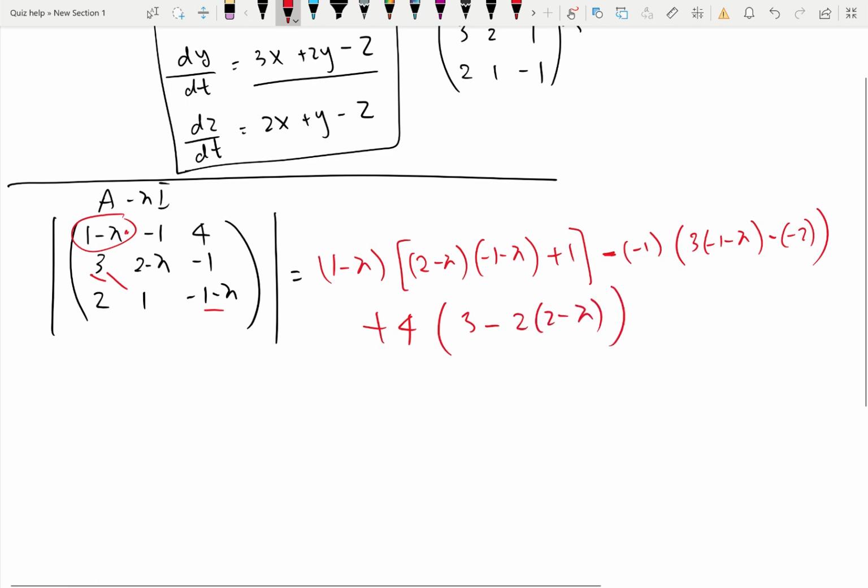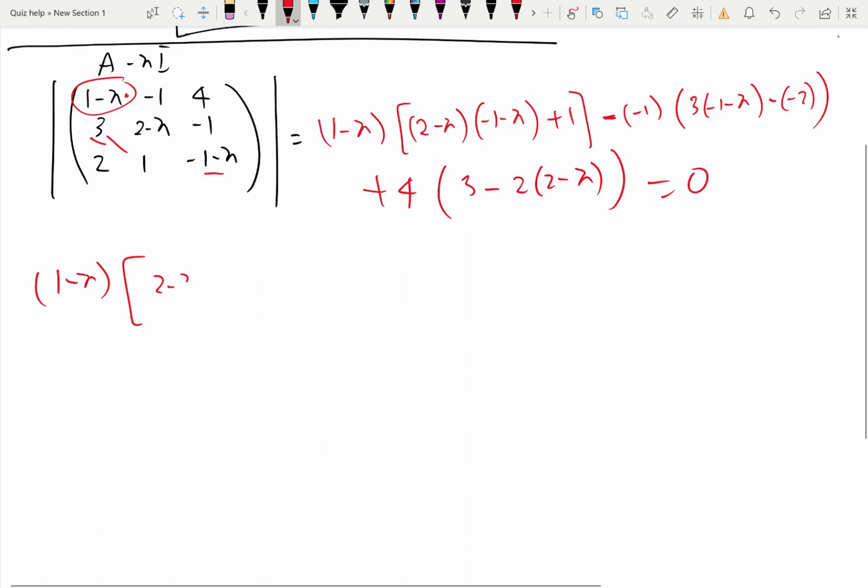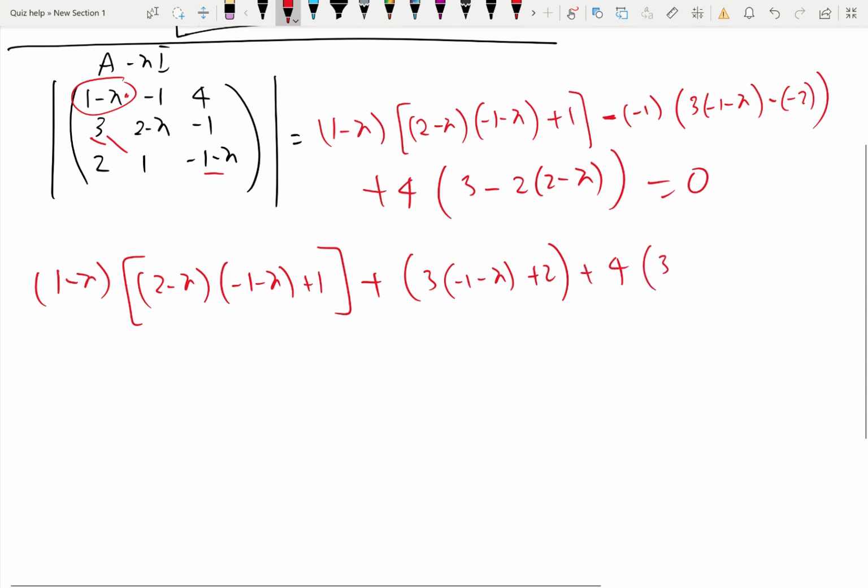Now this is a complicated equation. We want to make this equal to 0 and solve it to find the eigenvalues, right? It's going to be a long one, but let's do it. So here, 2 minus lambda, let's try to simplify in a very general way, plus 3 times negative 1 minus lambda plus 2, plus 4 times 3 minus, well, let's multiply it out, minus 4 plus 2 lambda, is equal to 0. So let's multiply everything out.